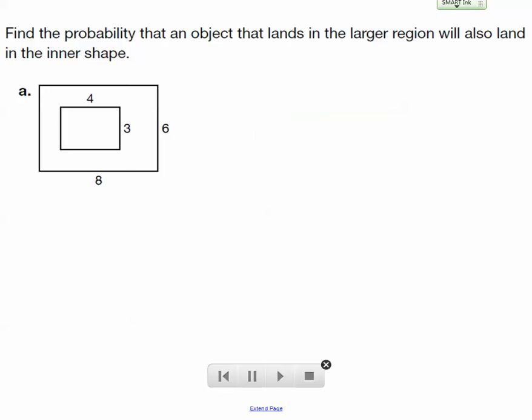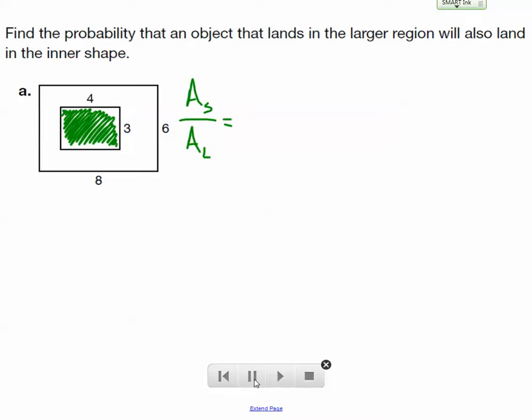We're going to find the probability that an object that lands in the larger region will also land in the inner shape. So imagine that you have a box that is 8 by 6, and inside, it's kind of like an open topped box, and you're going to flip a coin into it. And then you also have inside that box a rectangle that's 4 by 3, and we want to know, if that coin is going to land somewhere in this rectangle, what's the probability it'll land in the smaller rectangle? So what's the probability it'll land in this small rectangle if we know it's going to land in the big rectangle? So what we'll do is, quite simply, the area of the small rectangle divided by the area of the large rectangle.